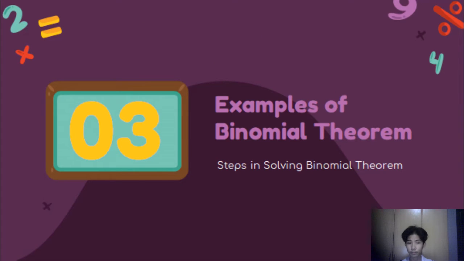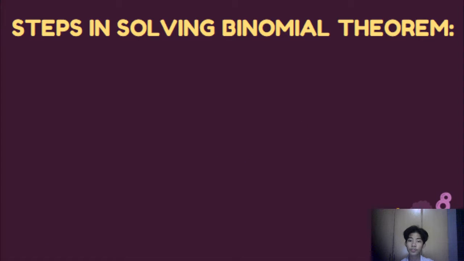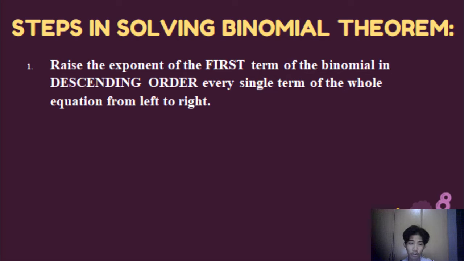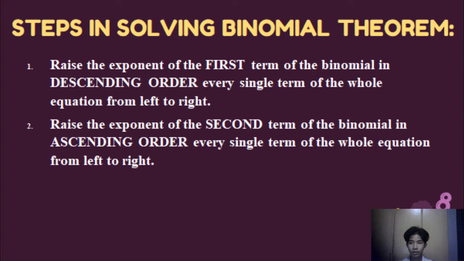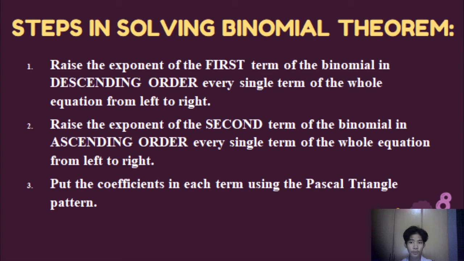So for number 3, the steps in expanding binomial theorem and its examples. So step 1 is raise the exponent of the first term of the binomial in descending order every single term of the whole equation from left to right. Number 2 is raise the exponent of the second term of the binomial in ascending order every single term of the whole equation from left to right. Number 3 is put the coefficients in each term using the Pascal triangle pattern. And number 4 is we will simplify the equation.